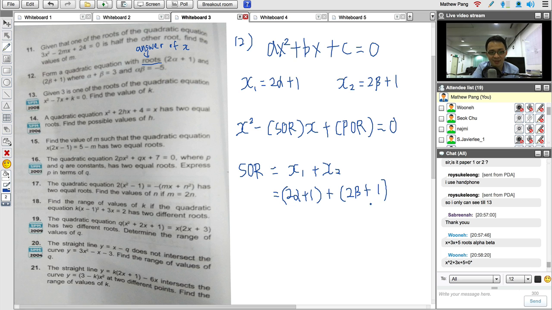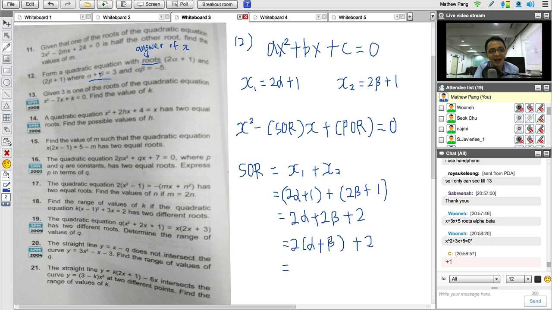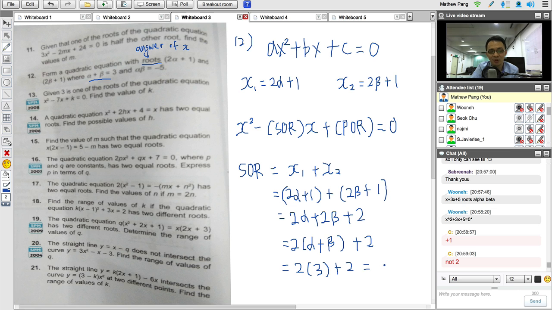I think some students got the answer already, but it's fine. We just do it one by one. So this is 2 alpha plus 2 beta plus 2, isn't it? 1 plus 1 is 2, then 2 alpha and 2 beta. Alright, but he does give us some information: alpha plus beta equals 3, right? So I try to use this information. I factorize out 2 for these two. I take out 2, and it will be alpha plus beta, plus 2. So what is alpha plus beta? According to the information here, alpha plus beta equals 3, right? So this is 2 multiplied by 3 plus 2, which is 6 plus 2, which is 8.